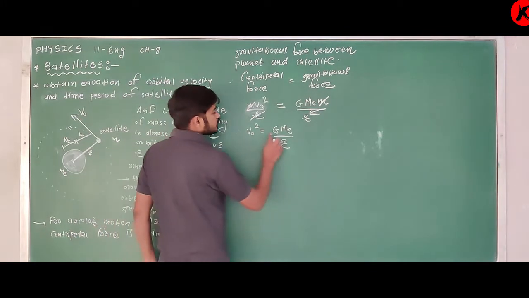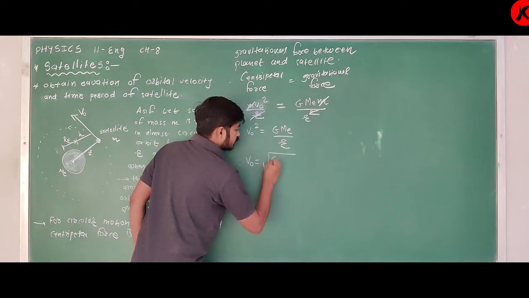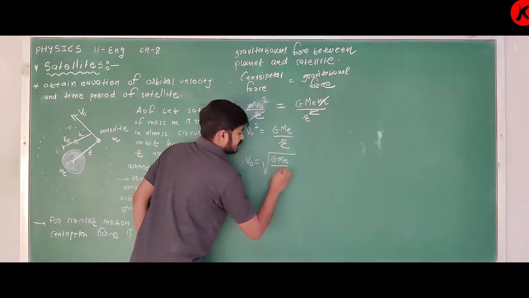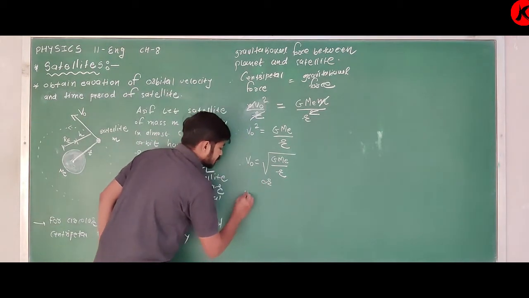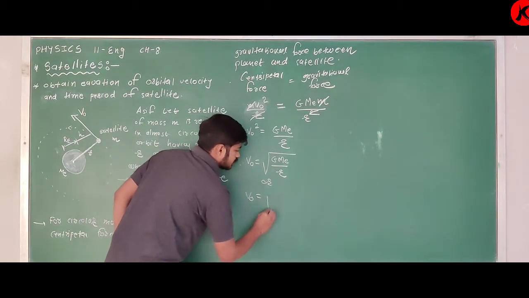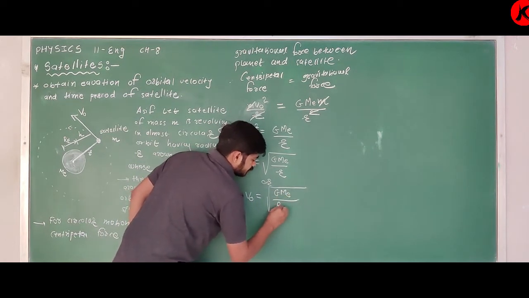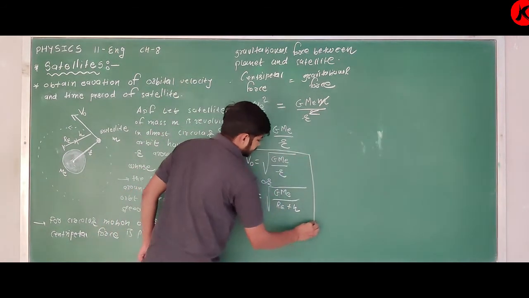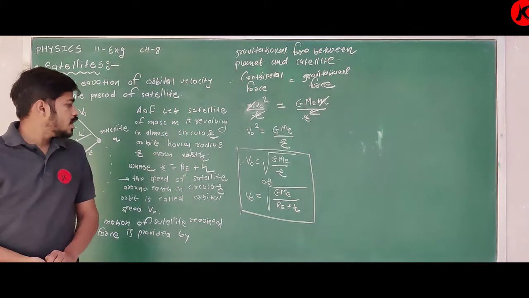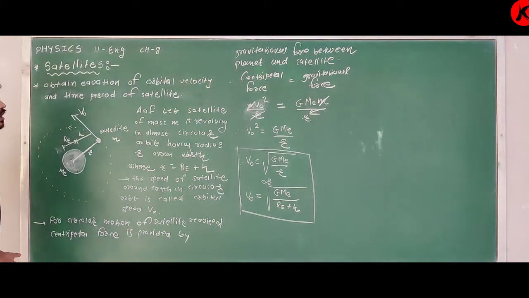So v0 square is equal to G Me upon r, and therefore v0 is equal to under root G Me upon r. Here r means it is Re plus h. So this is the equation of orbital speed or orbital velocity. Simple. How to obtain the equation of orbital velocity or orbital speed?